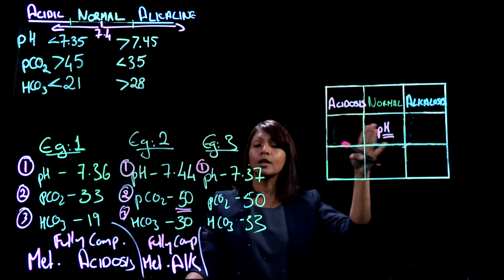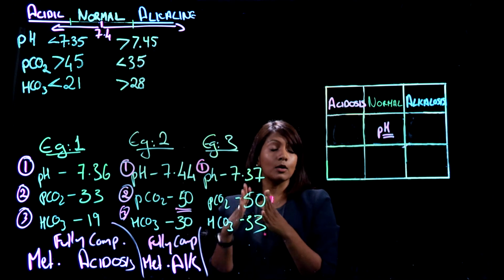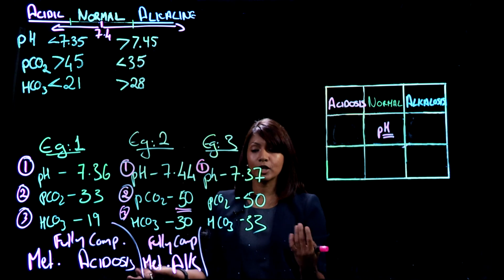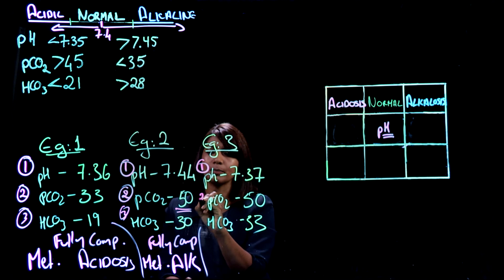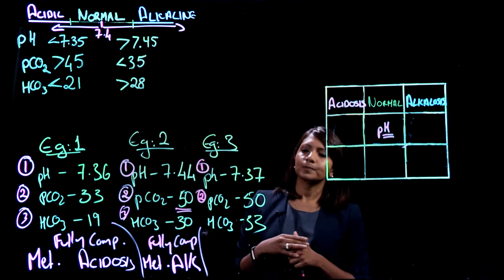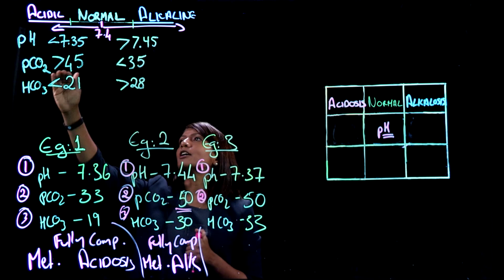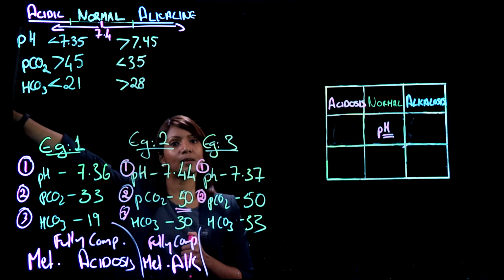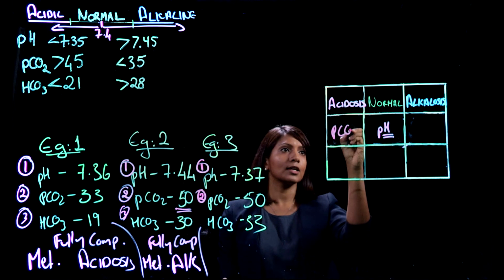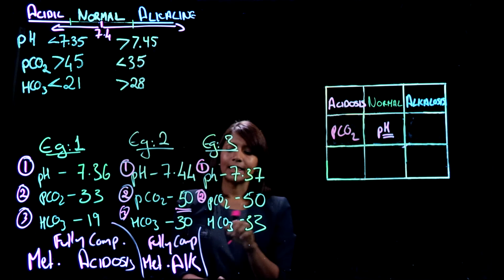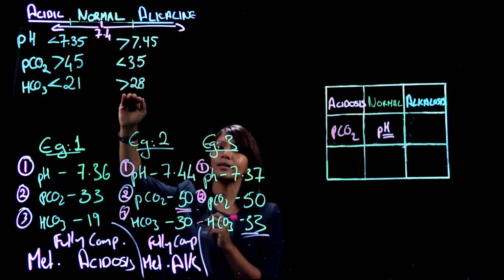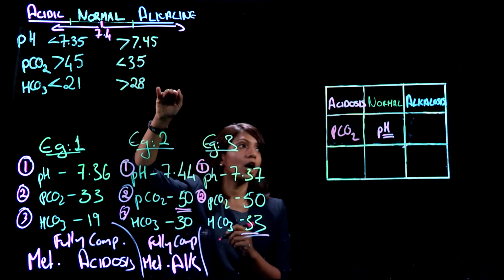So pH is normal. Again, we need to make sure whether it's a normal blood gas or a fully compensated blood gas. And how are we going to do that? So number two, PaCO2. PaCO2 is 50. So PaCO2 greater than 45 makes the blood acidic. So PaCO2 is 50, which means that PaCO2 is acidic. And then the bicarb is 33. So bicarb at 33, which is greater than 28, which means bicarb is alkaline.